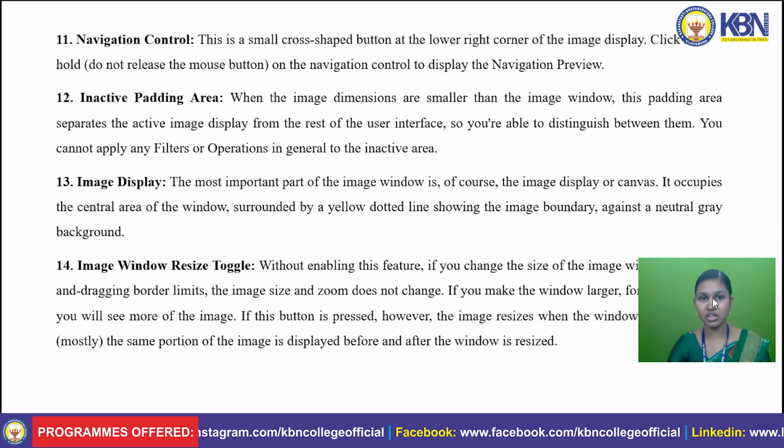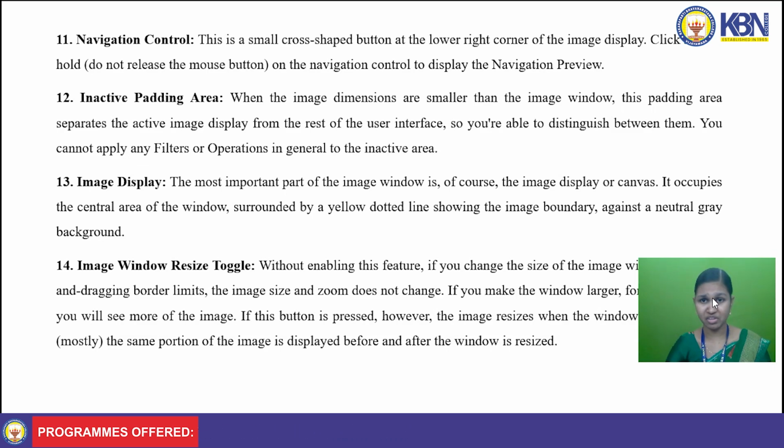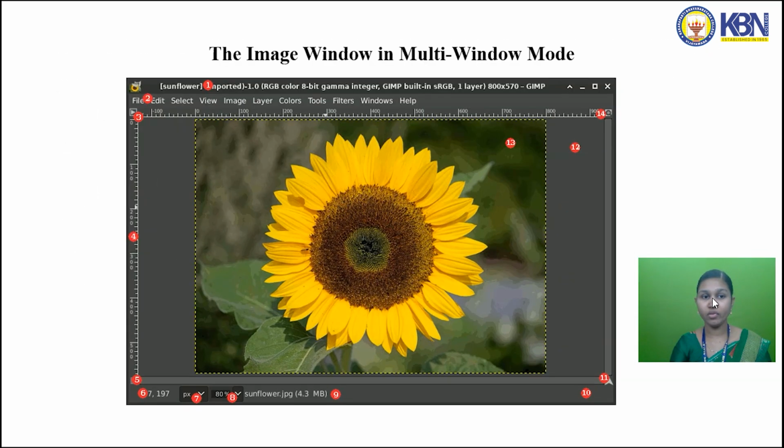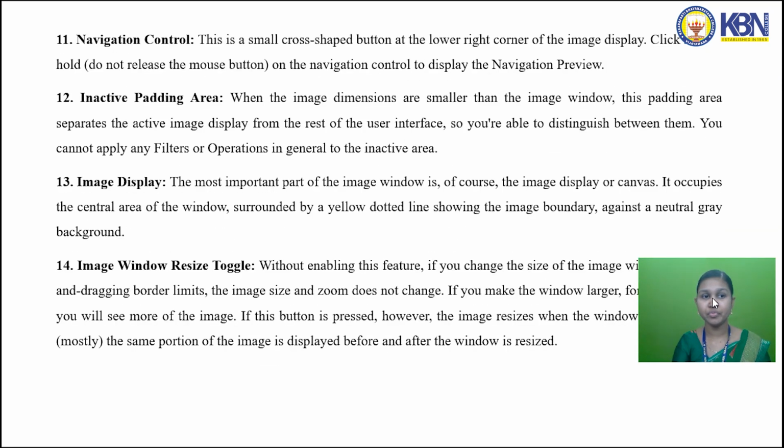Now coming to navigation control. Navigation means showing where we are. Which tool you are using and where the tools are represented, that is the lower right corner. Whenever you click the navigation button, the navigation is represented by a preview of that image. Now the inactive padding area: you see here in the multi-mode window, the left side and right side are blank space, that is the black color. These are the inactive padding area. Whenever there is blank space, we call it the inactive padding area.